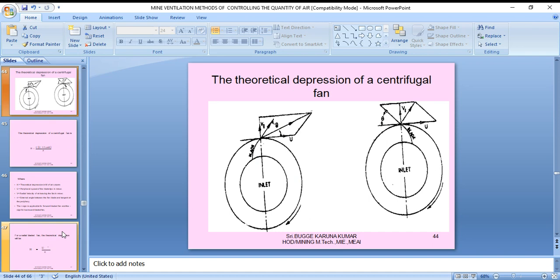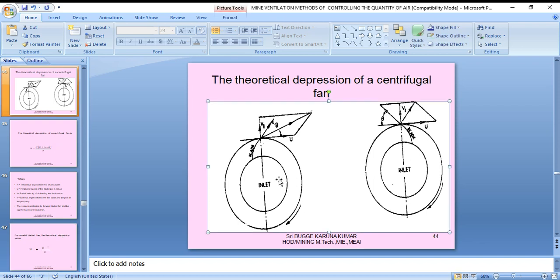I am showing here the U and V for the radial bladed, forward bladed and backward bladed fans, the peripheral velocity, tangential velocity, and the angle, from which it can be calculated. Please go through this figure.